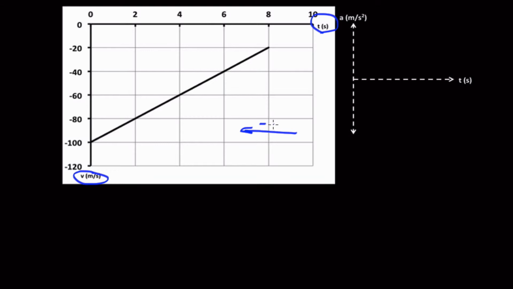And a lot of people mess that up. You're used to these position time graphs, and you say, well, it's a positive slope, positive velocity. So you need to know what kind of graph you're dealing with.